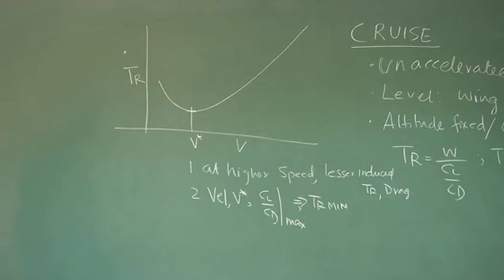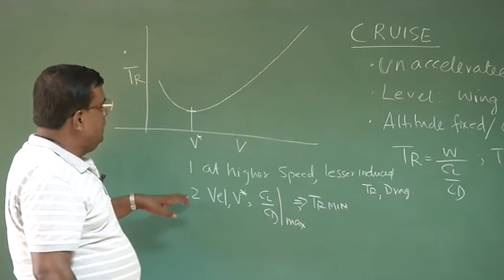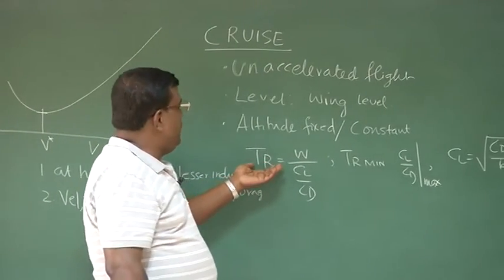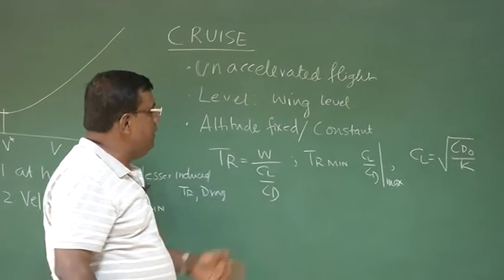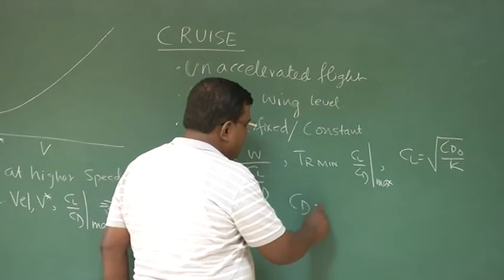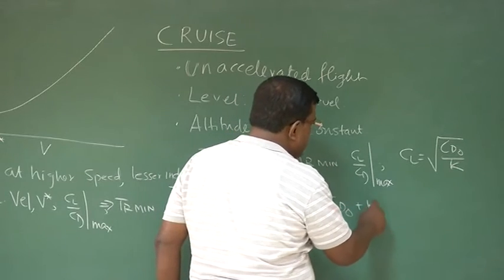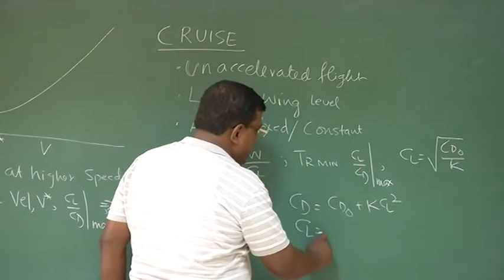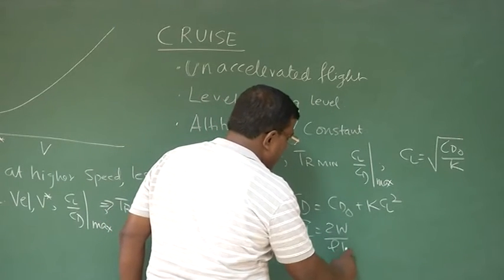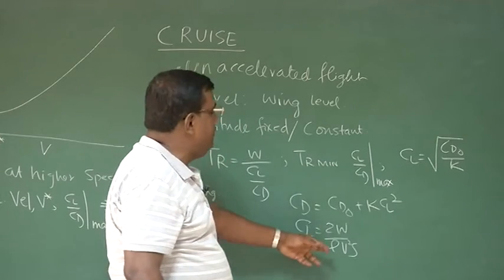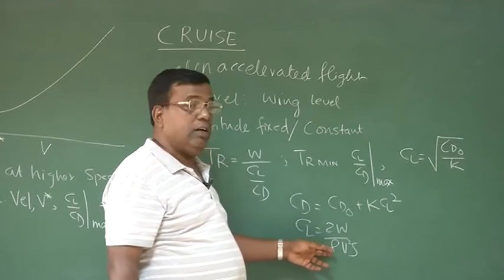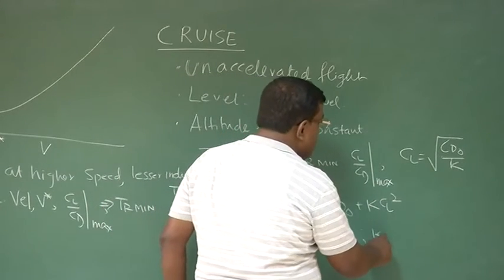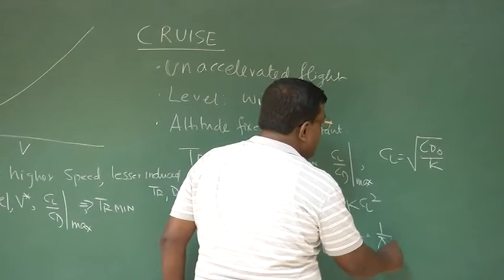Right? I also understood how to calculate thrust, because we know thrust is W by CL by CD, and from drag polar I know CD equal to CD naught plus K CL square, and for level flight CL is nothing but 2W by rho V square S. So given weight, given speed, given density, that is at what altitude I am flying, given the wing area, I know CL. K I know because K is 1 by pi aspect ratio E.